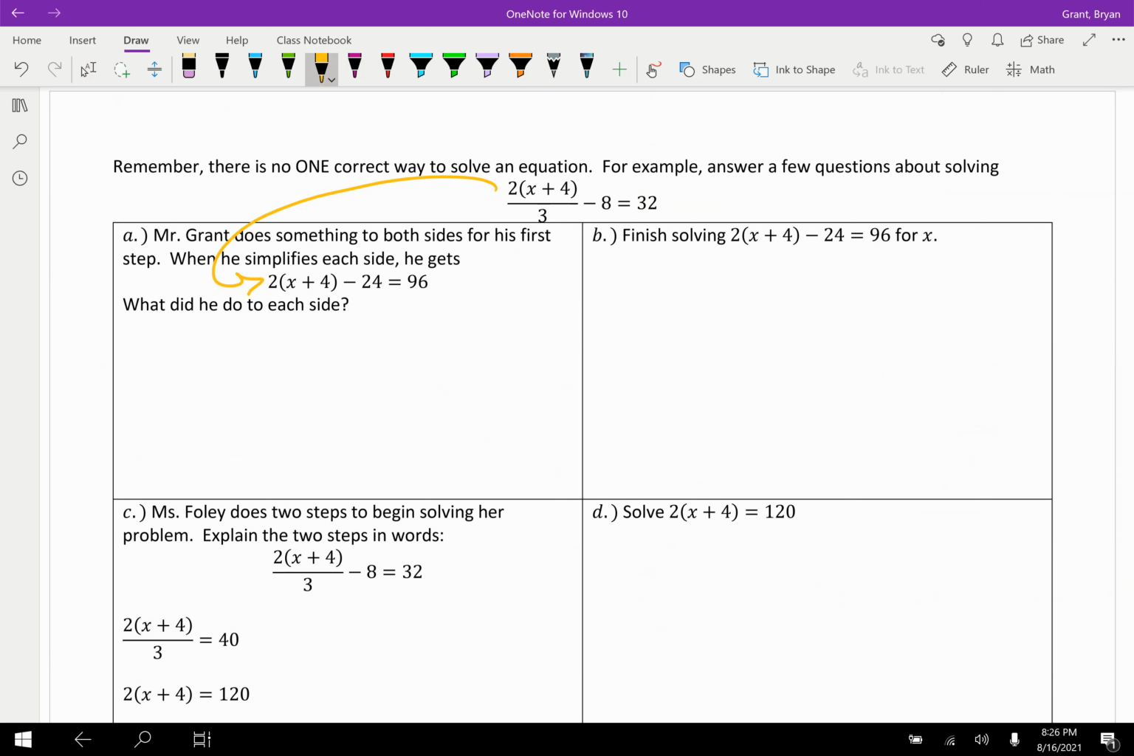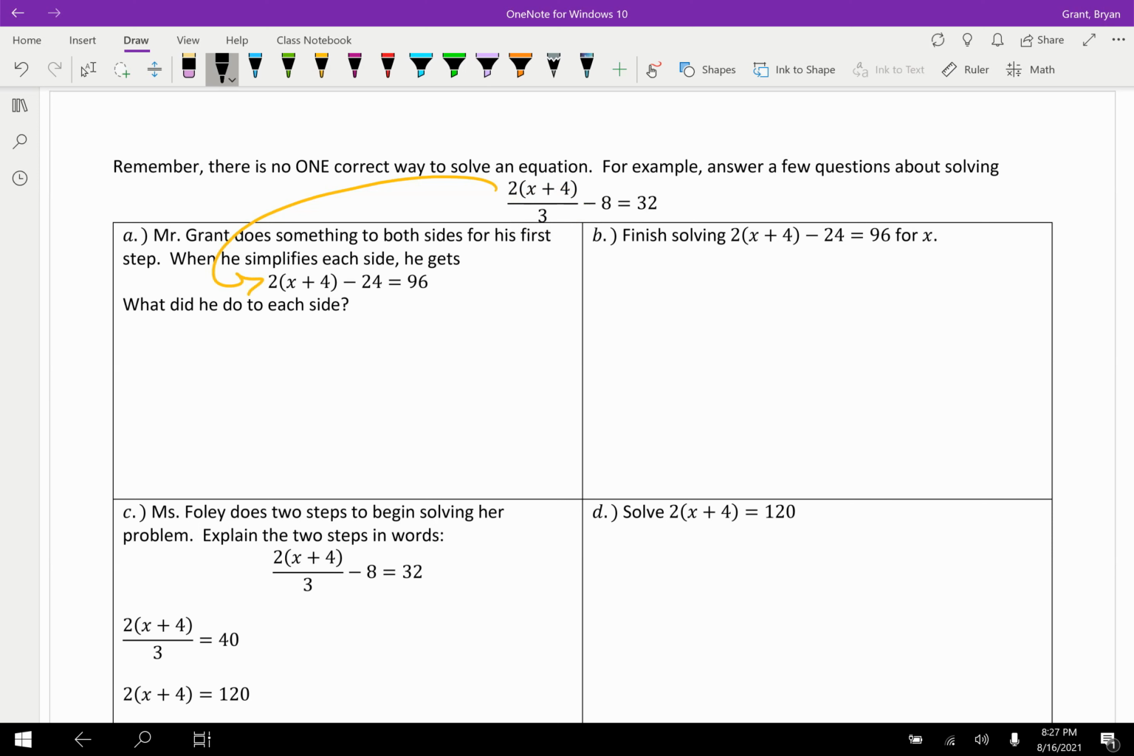Well, it looks to me like this 2 times x plus 4 is still there, but this divided by 3 isn't. This 8 became a 24. This 32 became a 96. What does it look like everything was multiplied by? I think I undid dividing by 3 by multiplying by 3.